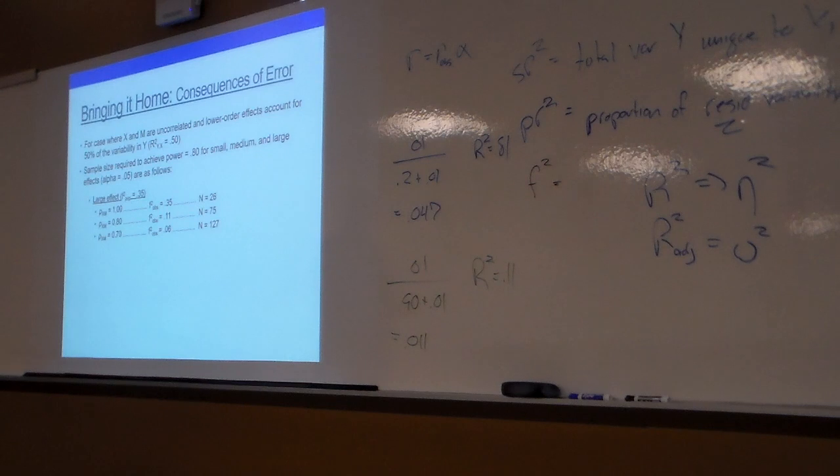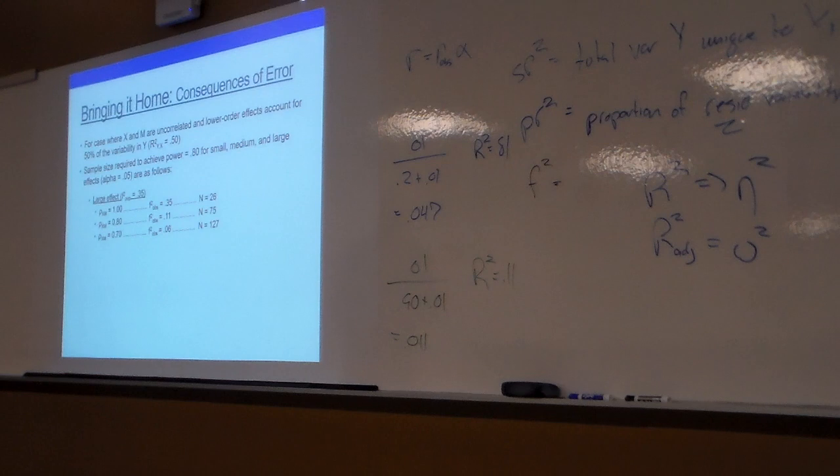The interaction term I'm looking for is consistent with a large effect, F squared equal 0.35. If I've measured my conditional variable X and my moderator at perfect reliability, such that the interaction term has perfect reliability, reliability 1, with an F squared of 0.35, I need 26 people in my model to adequately power the test of that interaction.